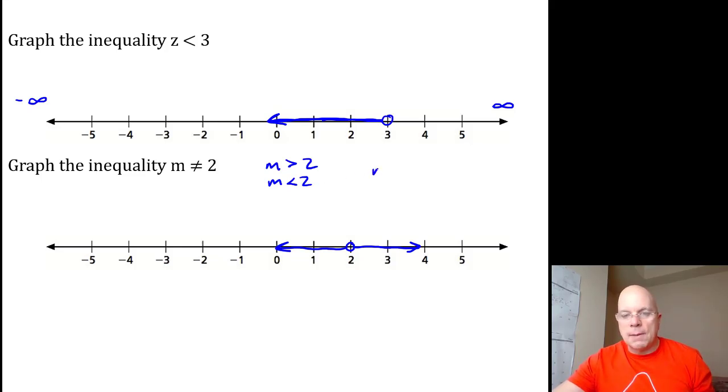Sometimes this is shown as a compound inequality. M is less than 2 or greater than 2. But it's much easier to just say m is not equal to 2. Just know that it's graphed this way. It could be any value, it just can't be 2. Can't be 2 exactly.